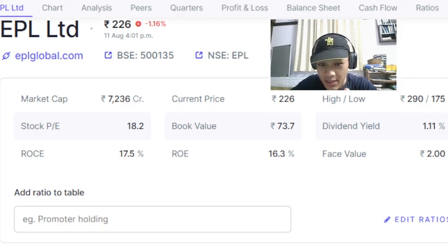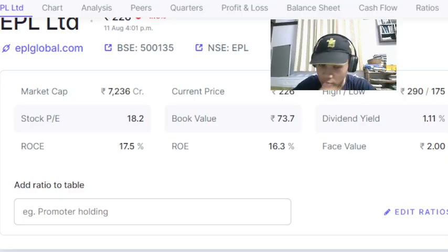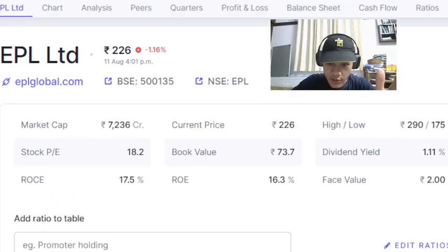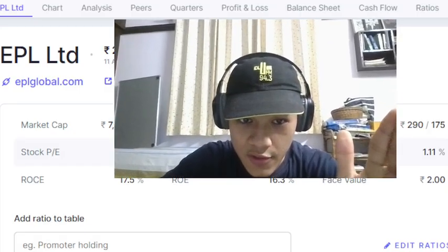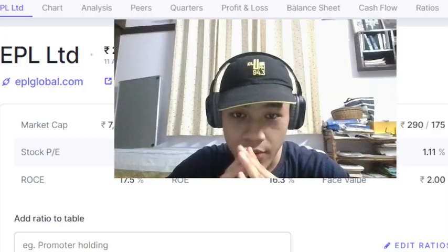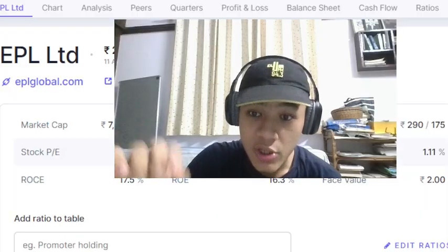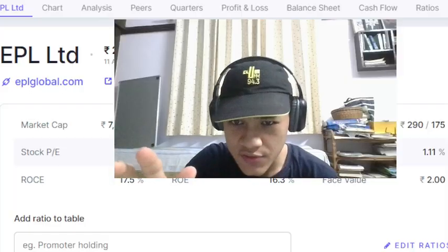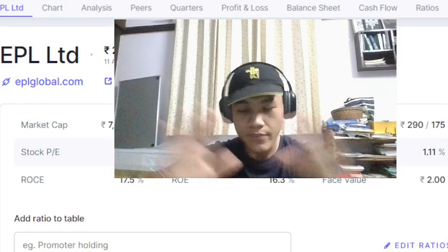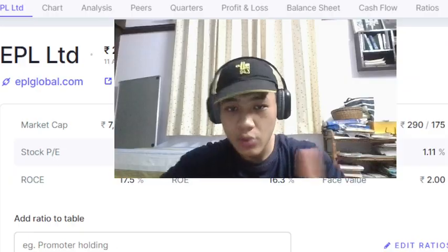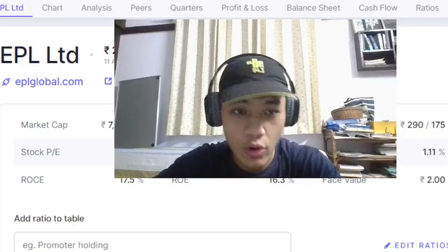Its return on equity is around 16.3%, not bad. And return on capital employed, also known as ROCE, is around 17.5%. So what we're going to do is first check its revenue and profits over the last 10, 11 years to get an overview. Then its return on equity over the previous 10 years, again to get a nice overview. Then check out its return on capital employed, all available on the website screener.com, of course.